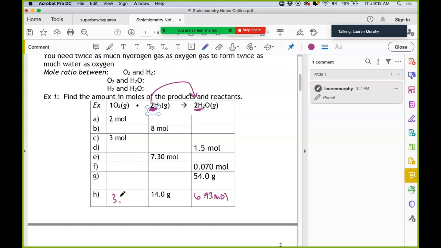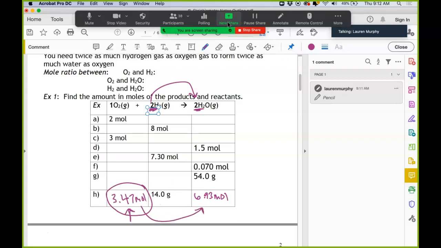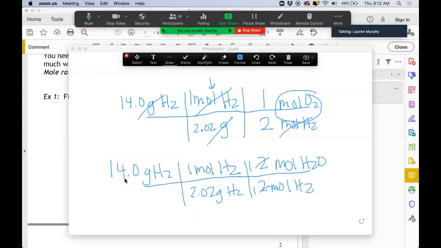Was it 3.47? So sometimes I get this question: if you get this one in moles, can you just take this number and do mole to mole ratios to do this instead of starting all the way back over from the beginning? And that answer is yes. So look, I will show you.